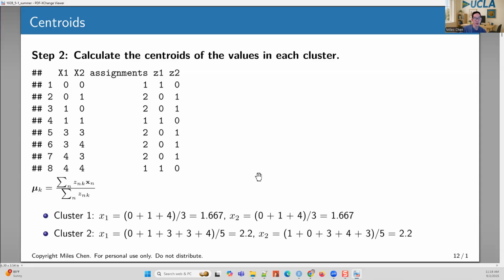Doing the same thing for column cluster 2, we take the product of Z2 along with our X clusters. And so we'll have ones for points 2, 3, 5, 6, 7. So we get basically 0 plus 1 plus 3 plus 3 plus 4. And we divide that by 5 and we get 2.2. Same thing for column 2 and we get 2.2. So the mean of cluster 1, the centroid of cluster 1 is going to be 1.67 comma 1.67. And the centroid for cluster 2 is going to be 2.2 comma 2.2.